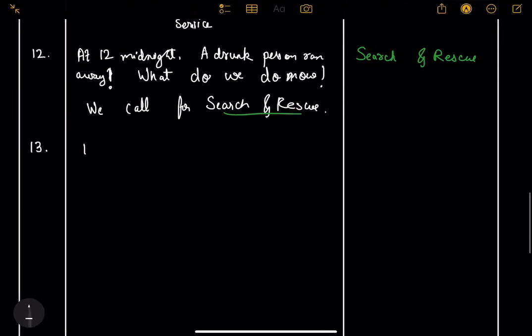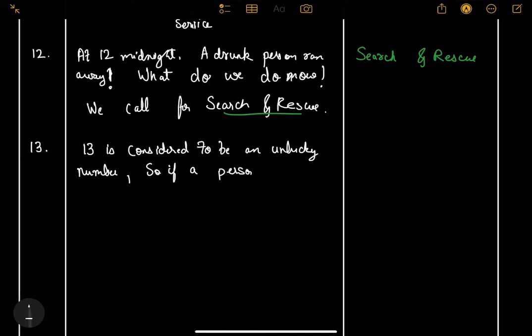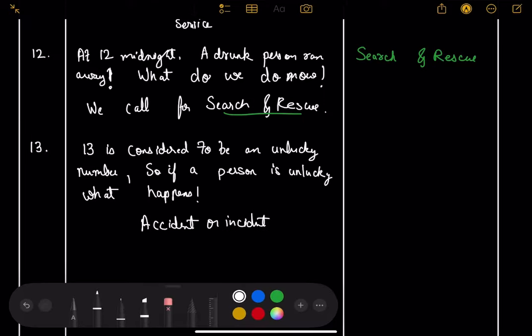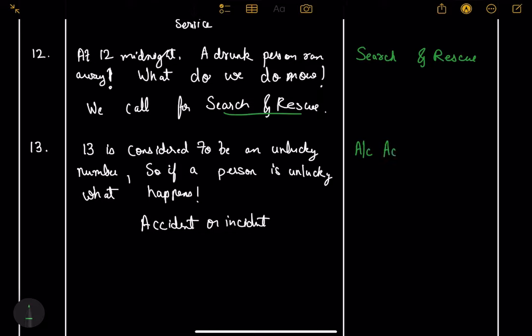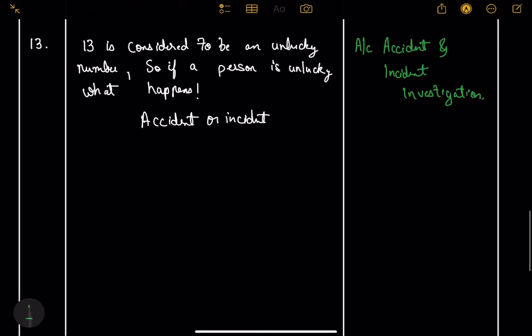Now moving on to Annexure 13. As we all know, 13 is considered an unlucky number around the globe, especially on the European side of the world. So if a person gets unlucky on a day, what's the worst thing that can happen? An accident or an incident, isn't it? Similarly, Annexure 13 refers to the worst thing that can happen, which is aircraft accident and incident investigation.